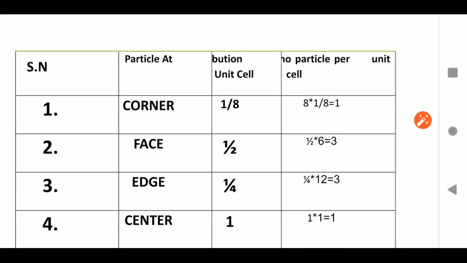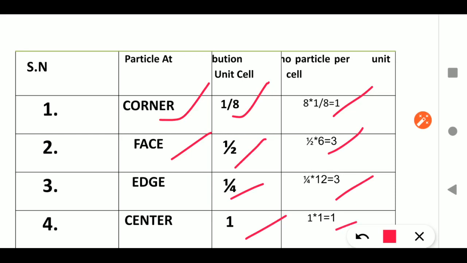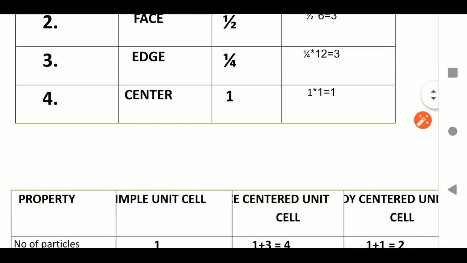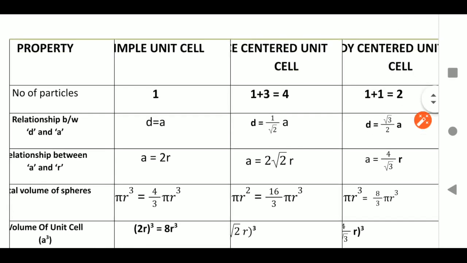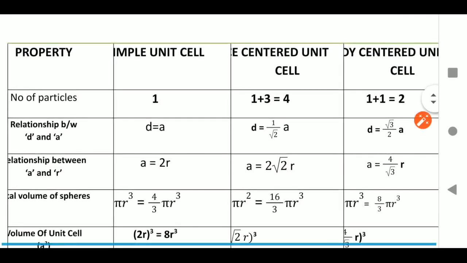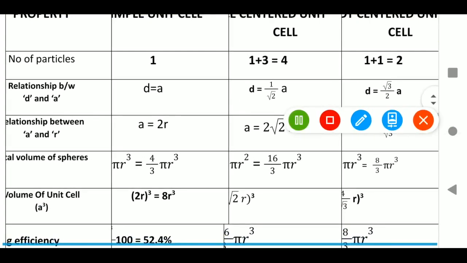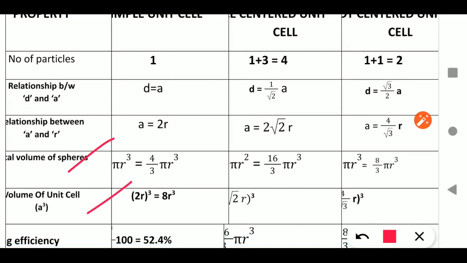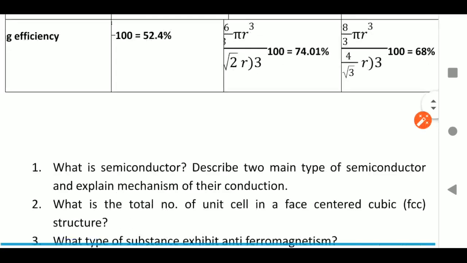Number of particles at corner are 8 and their contribution is 1 by 8, so total particle is 1. For face, contribution is half, total particle is 3. Everything you have studied in the previous classes. This is the relation between a and r. You can take the screenshot. Relation between a and r, volume. This is the volume of unit cell. This was the volume of sphere. And now packing efficiency. We have completed all these topics.